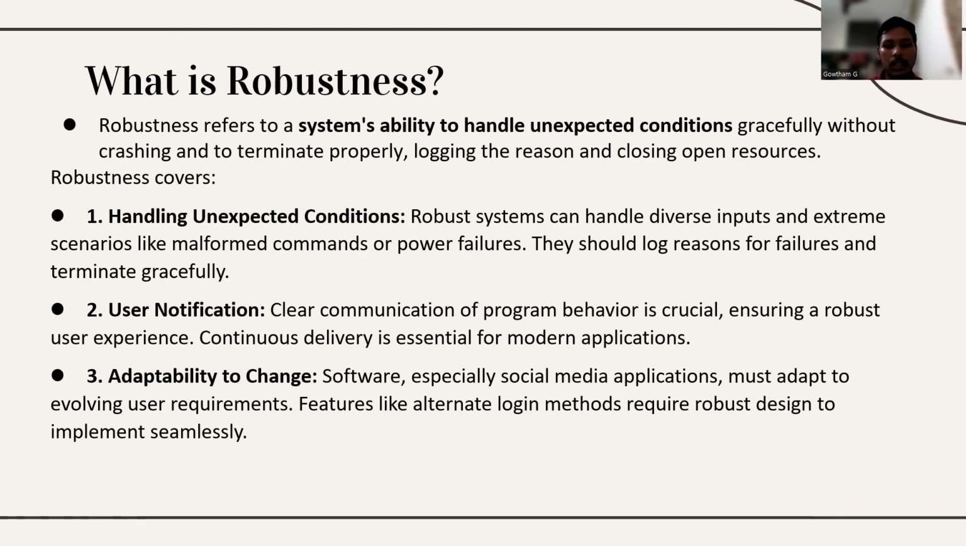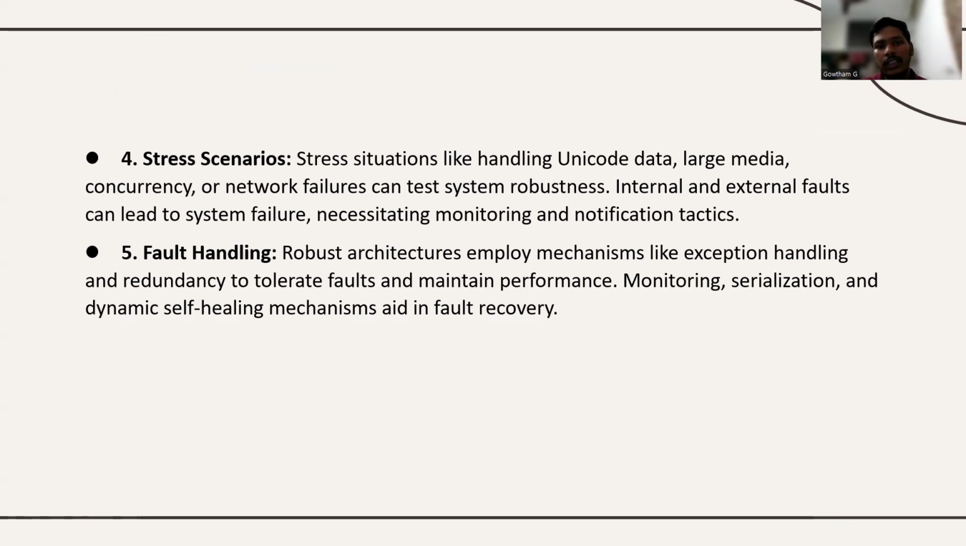Third, adaptability to change. Software, especially social media applications, must adapt to evolving user requirements. Features like alternate login methods require robust design to implement seamlessly. Fourth, stress scenarios. Stress situations like handling Unicode data, large media, concurrency, or network failures can test system robustness. Internal and external faults can lead to system failure, necessitating monitoring and notification tactics. Fifth, fault handling. Robust architectures employ mechanisms like exception handling and redundancy to tolerate faults and maintain performance. Monitoring, serialization, and dynamic self-healing mechanisms aid in fault recovery.